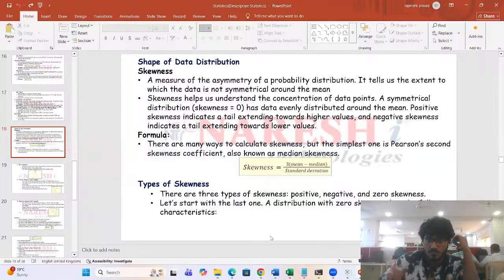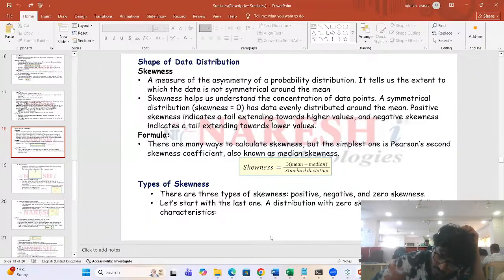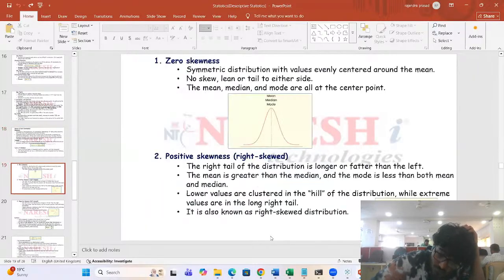That is positive skewness, negative skewness, and zero skewness. Let's start one by one. First, we'll go with zero skewness. Zero skewness, or normal distribution, or symmetrical. Any name you can give it.